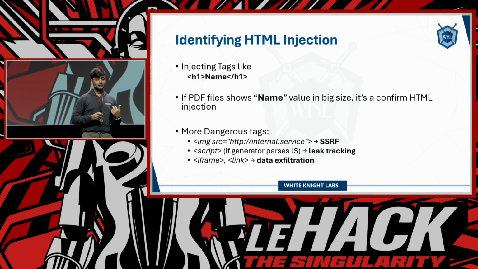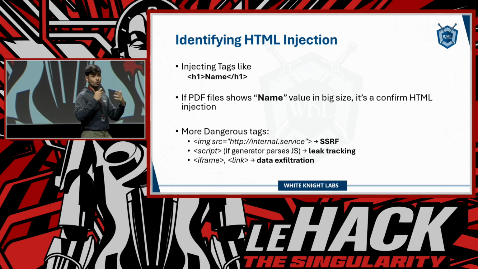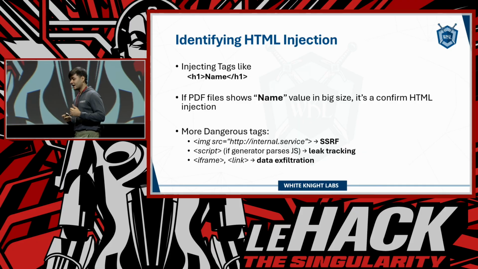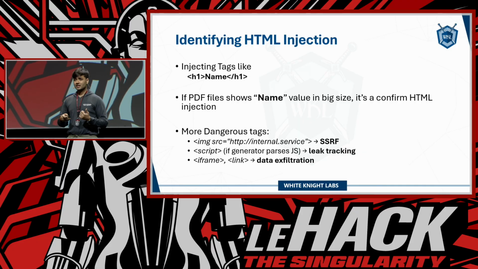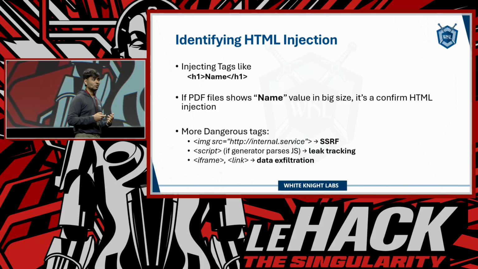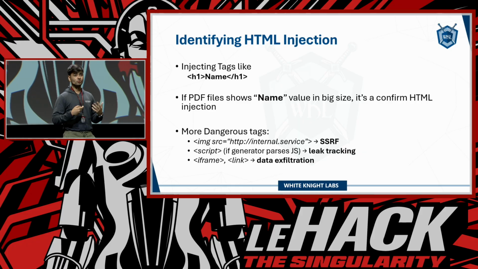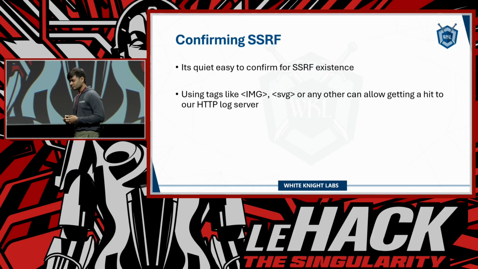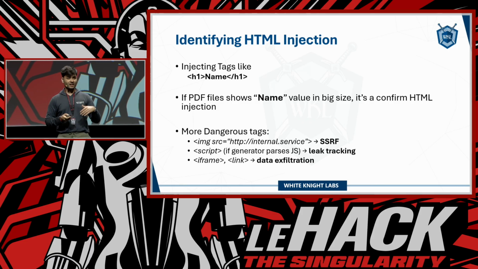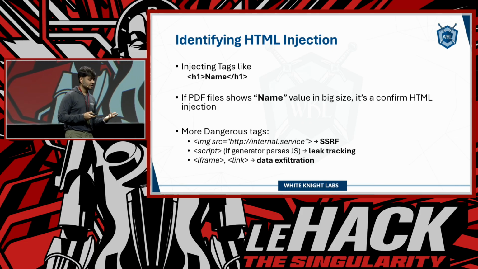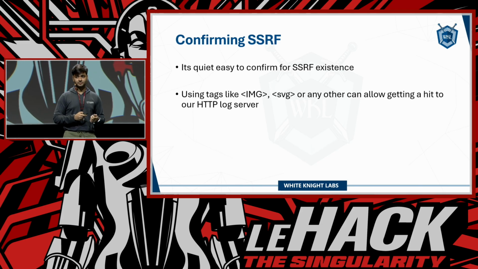When I downloaded this PDF file, I observed that the name was in a big format, bold and big. So in that way, I identified, OK, there is an HTML injection. But generally, bug bounty hunters or maybe some noob pen testers would ideally just report this, and they would not do any further escalation. These were some of the dangerous tags which I could also be using. But just for confirmation that there is an HTML injection, I tried this one.